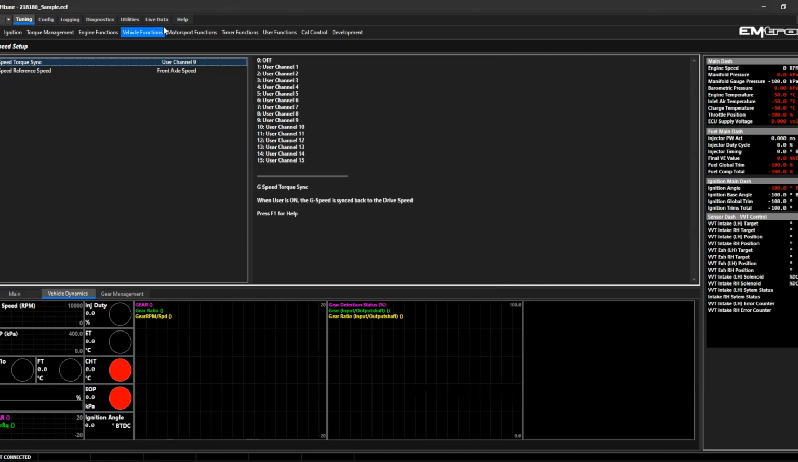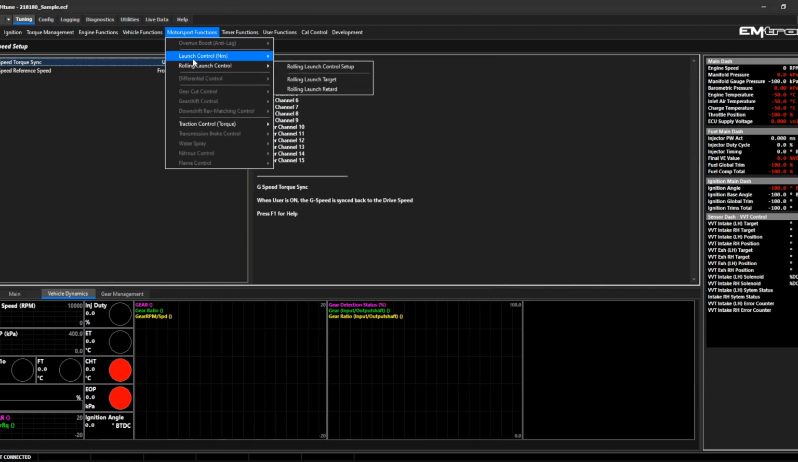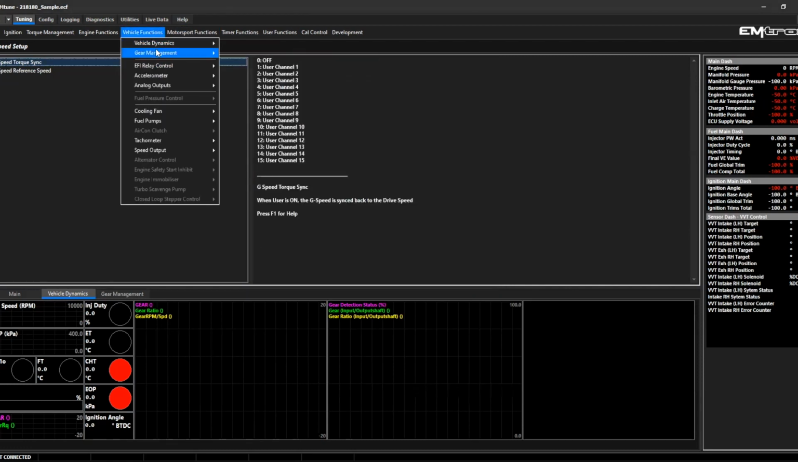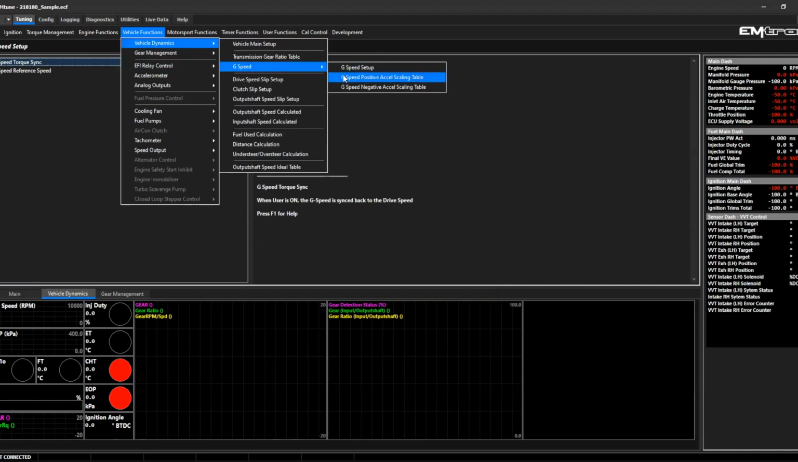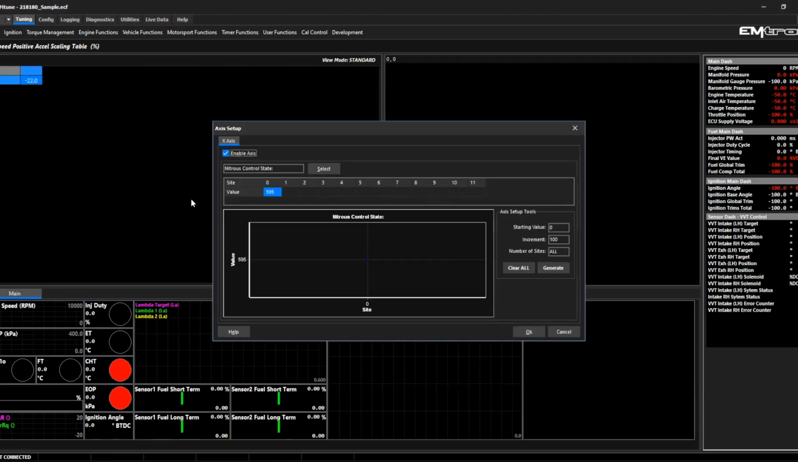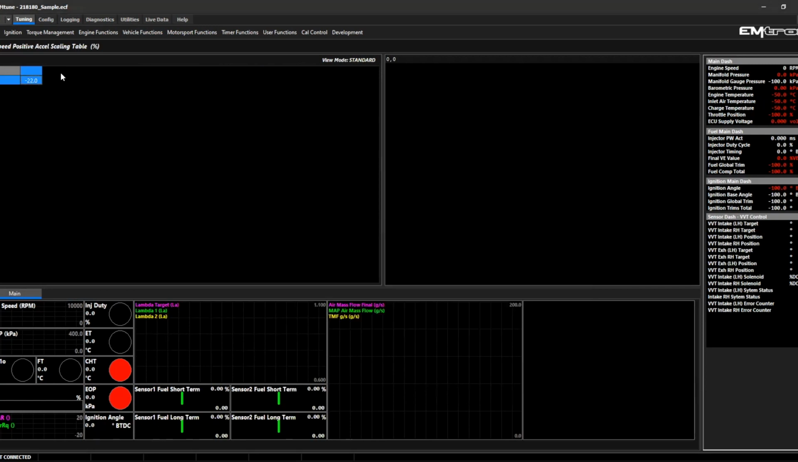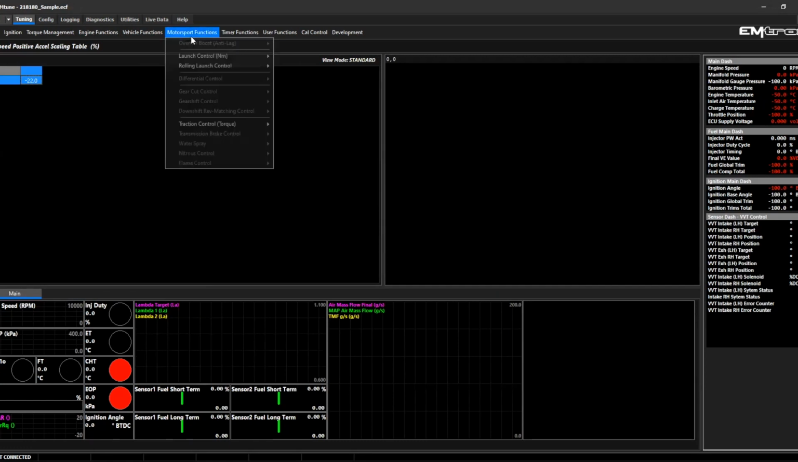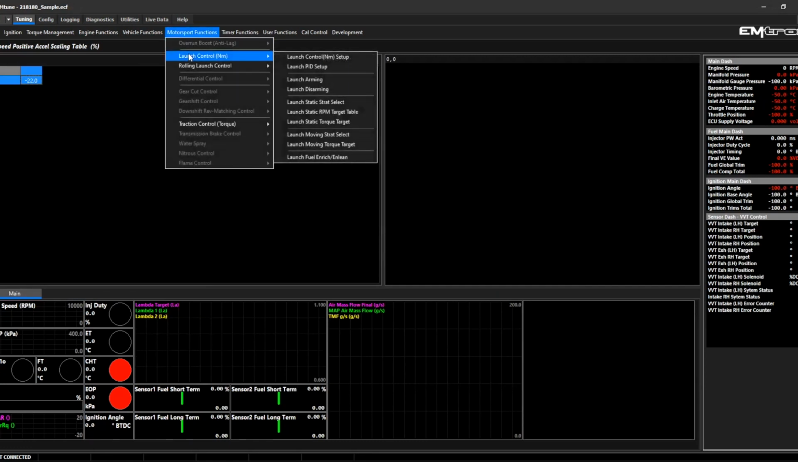That also has tables. I'm not sure if this file has that. Yes, okay, so we've also got correction tables now. We've got a number of axes there, settings that you could use, and that is to correct the G speed calculated output for increasing and reducing, so positive and negative.